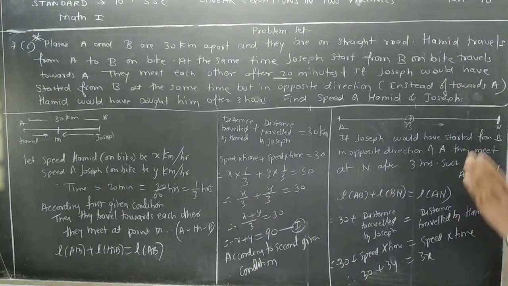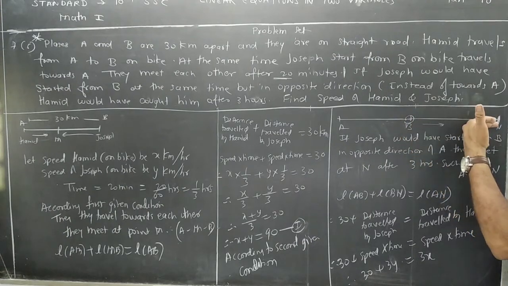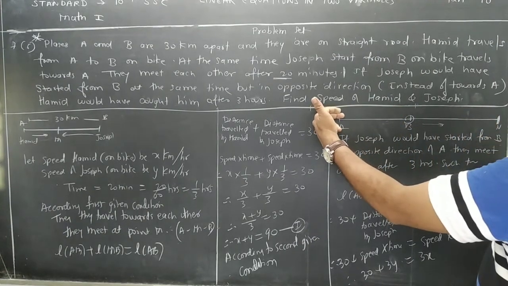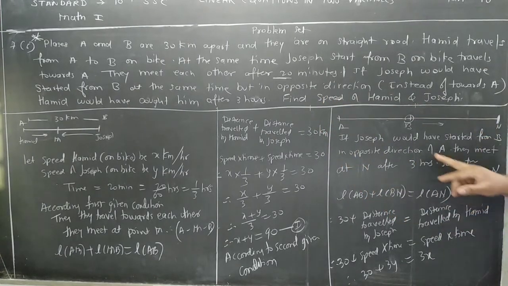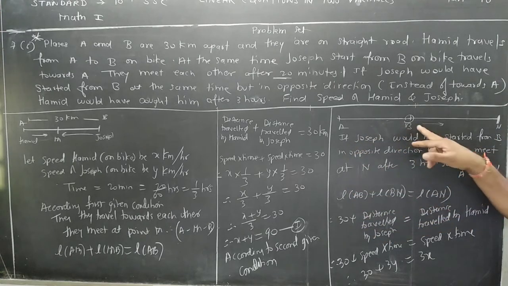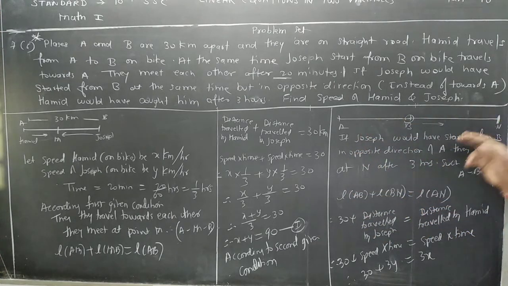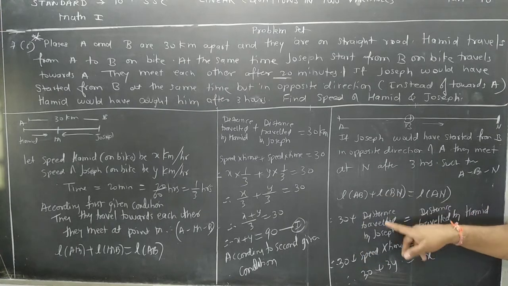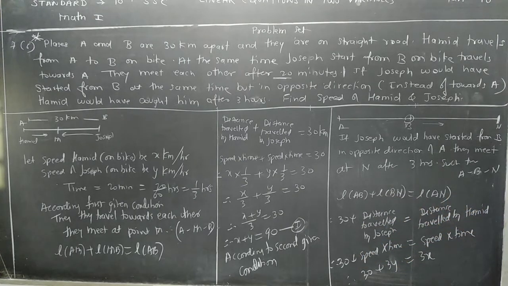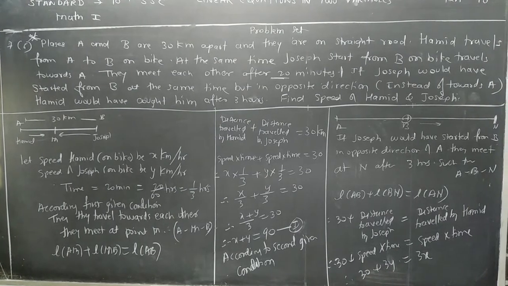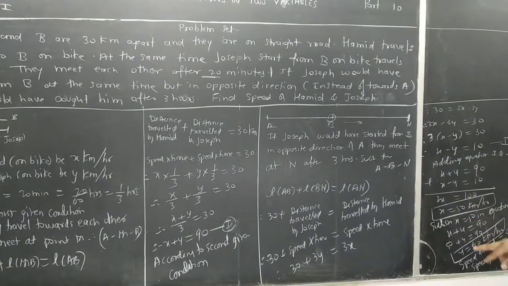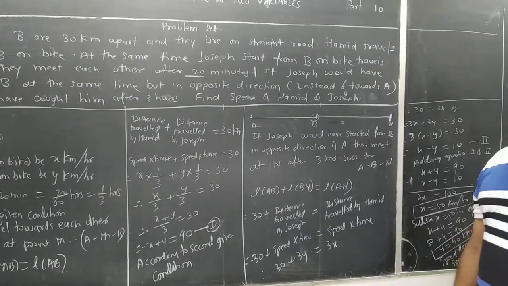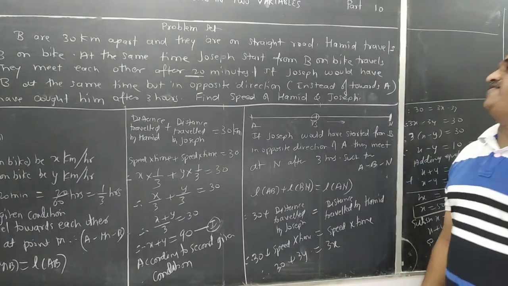Now if Joseph started in the opposite direction and Hamid is coming from there, they meet at point N such that A, B, N are coordinate points. So length AB plus length BN is equal to AN. What is AB? 30 kilometer. BN is how much? Distance traveled by Joseph. AN is how much? Distance traveled by Hamid. So 30 plus 3y is equal to 3x. When we rearrange the equation, we got x minus y is equal to 10. When we added, we got x is equal to 50, y is equal to 40. X is the speed of Hamid and y is the speed of Joseph.